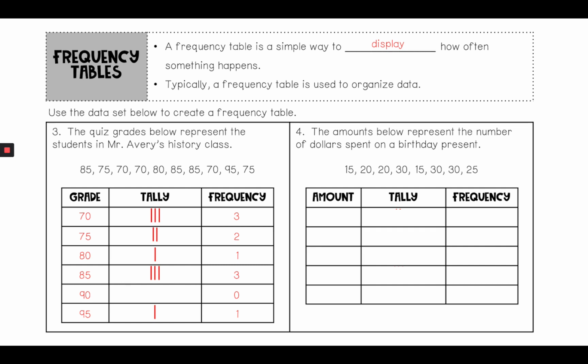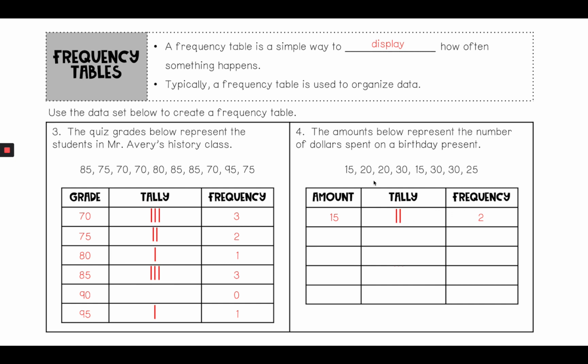But on number 4, what I would do is again go through the information, and it says these amounts represent the number of dollars spent on a birthday present. So how many dollars are spent on a present? I would go ahead first by organizing the data in numerical order. So I'm going to start with 15, and I'll do this one slightly differently, where I'm just going to do each line. So 15, there are 2 15s, so I mark a frequency of 2.